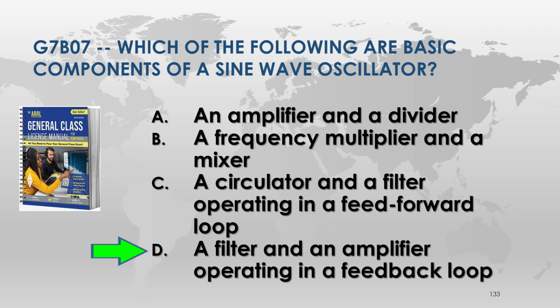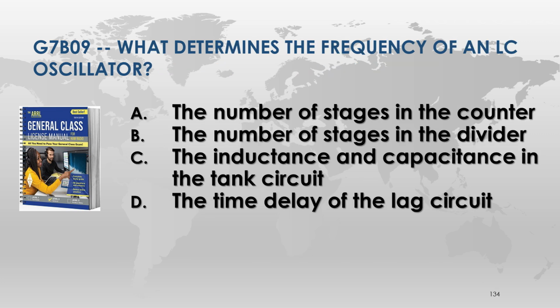Okay. Filter and amplifier in a feedback loop is a sine wave oscillator. Basic components of it. What determines the frequency of an LC oscillator? Charlie. The inductance and capacitance in the tank circuit.